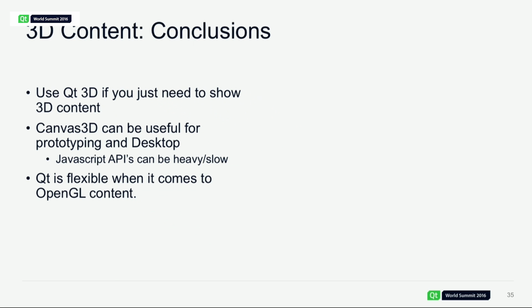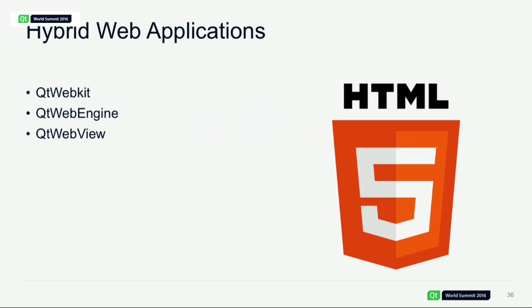Canvas 3D, it's the whole WebGL thing. So it's basically doing the C API for OpenGL in JavaScript, and having the potential to use the JavaScript frameworks that exist already. And basically, if you're doing OpenGL, it's easy to get that content into Qt. It's a very, very good fit.